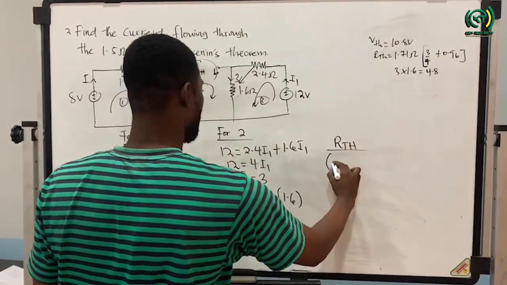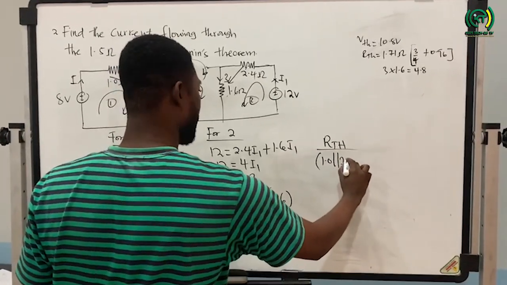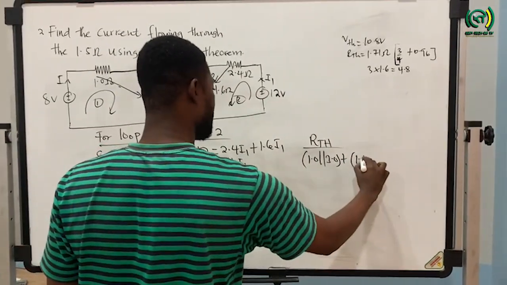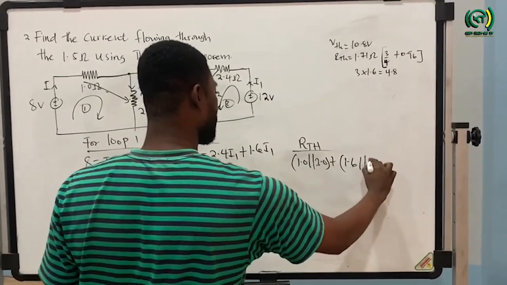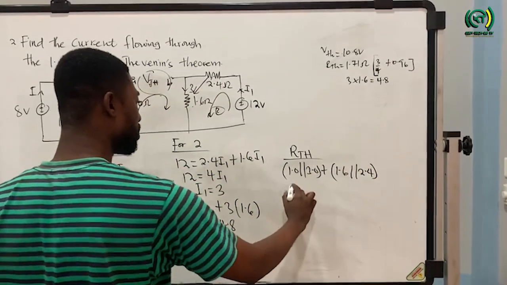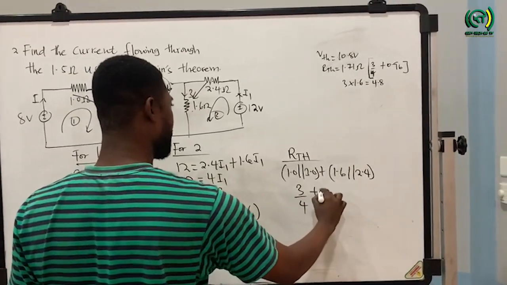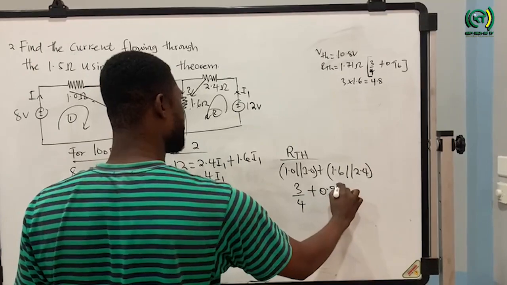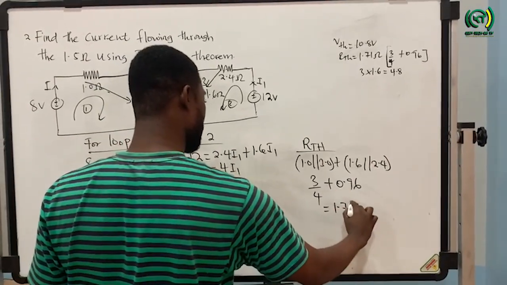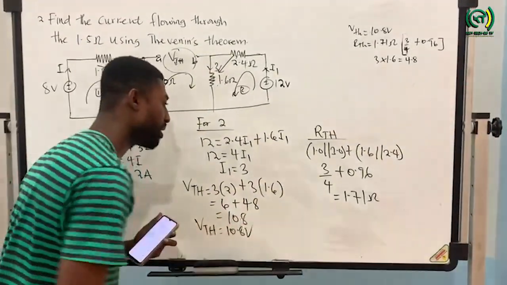my 1.0 ohm in parallel with 3.0 plus my 1.6 in parallel with 2.4. So if I want to simplify this, this is going to give 3/4 plus 0.96, and the final answer will be equal to 1.71 ohm. Therefore, Thevenin's equivalent resistance will be equal to 1.71 ohm.